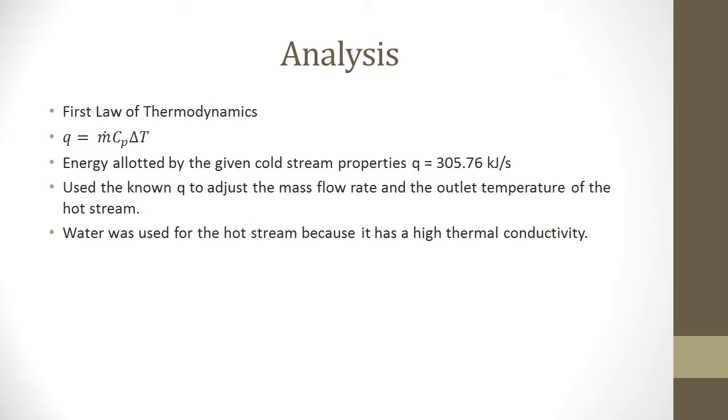Analysis. The first law of thermodynamics was used to determine the amount of heat that could be produced with the cold stream properties. The heat that was allowed to be exchanged was 305 kilojoules per second. This Q was used to adjust the mass flow rate and the outlet temperature of the hot stream, and we chose to use water as the medium because it has a high thermal conductivity.